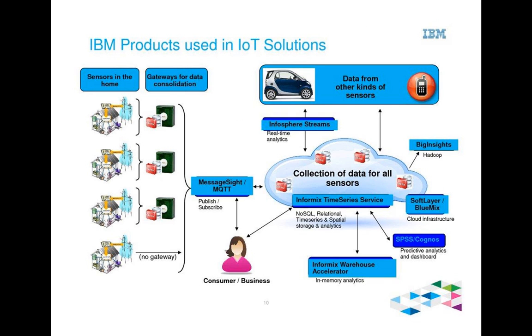Then on top of Informix, we have got SPSS, which provides predictive analytics. And on top, you have got BigInsights, Hadoop-based analytics. And on the right-hand side, you see something called software and Bluemix. That's the cloud infrastructure. I'll cover that in detail in the second part of my presentation.